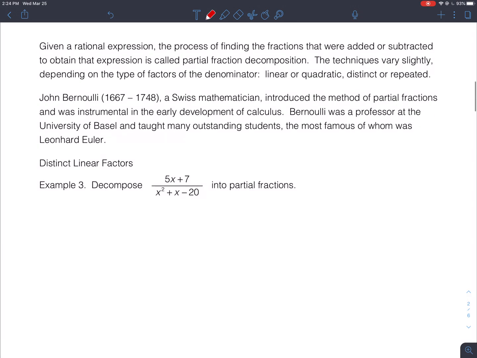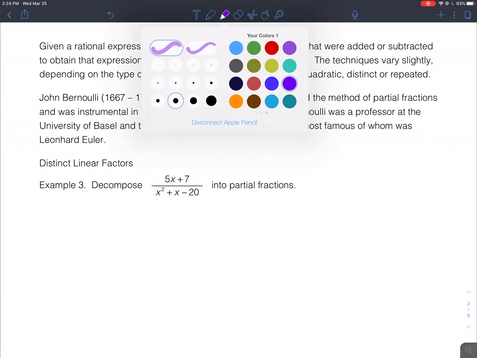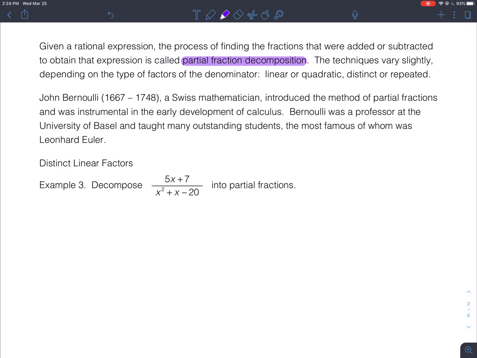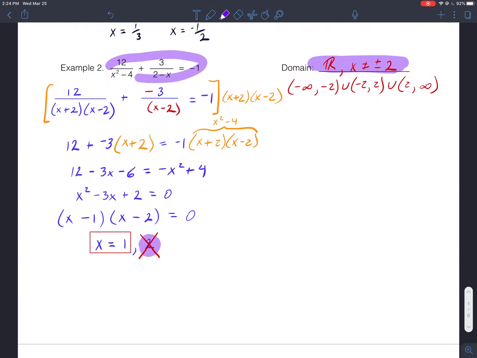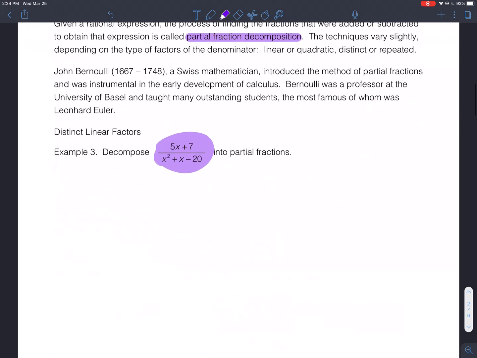Given a rational expression, the process of finding the fractions that were added or subtracted in order to obtain the expression that you're given is called partial fraction decomposition. Big words, long phrasing, partial fraction decomposition, to say that basically what we're doing is we are taking fractions like this, and we are breaking them apart into smaller fractions. So we're going to take something like 5x plus 7 over x squared plus x minus 20, and break it apart into something like this, only it won't be an equation. It would be just an expression. Break it apart into smaller fractions. That's our goal.